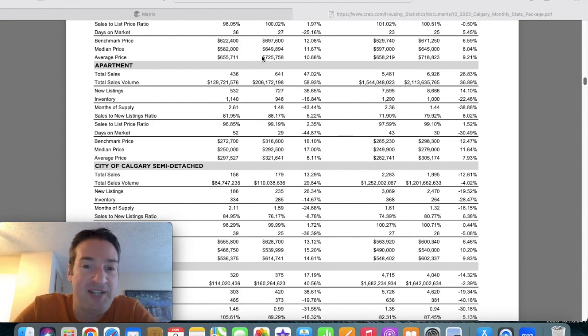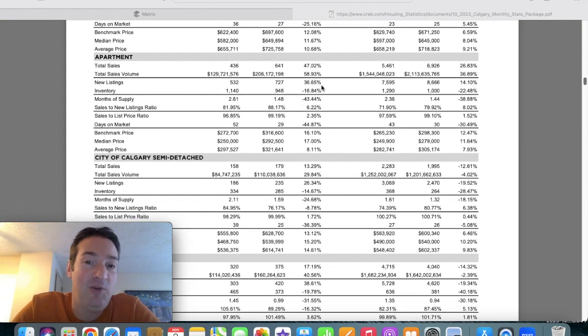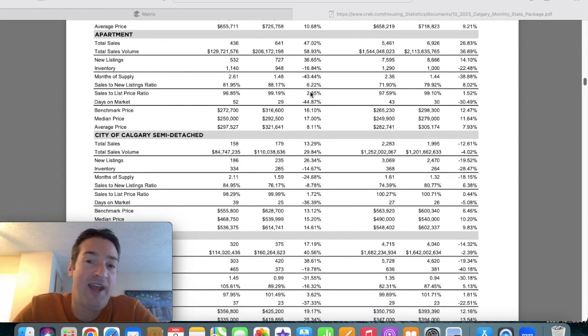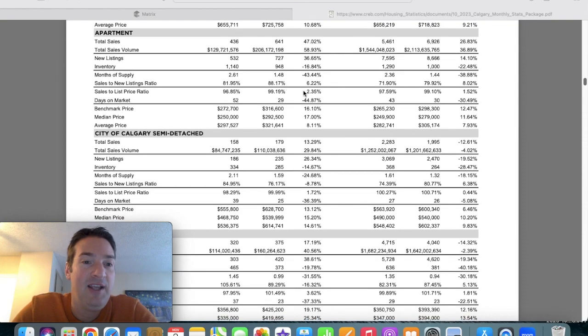So it's hard to always predict the condo inventory because there's always new projects being built and coming online. And it could skew the monthly stats sometimes. The inventory is sitting at 948. That is down 16% year over year. Months of supply, 1.48. So again, that's a very tight market.